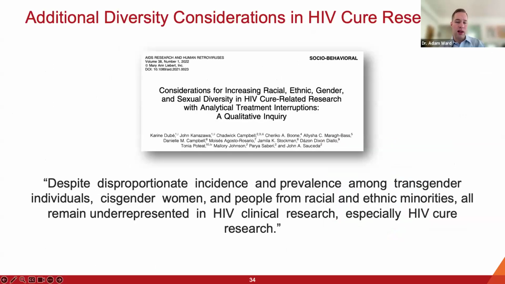A quote that I liked from this paper was that despite a disproportionate incidence and prevalence among transgender individuals, cisgender women, and people from racial and ethnic minorities all remain underrepresented in HIV clinical research, especially HIV cure research. And this is important because it's important to understand the efficacy, the acceptability, as well as the feasibility of curative interventions in these underrepresented groups, especially as we're starting to test more cure interventions in clinical trials.